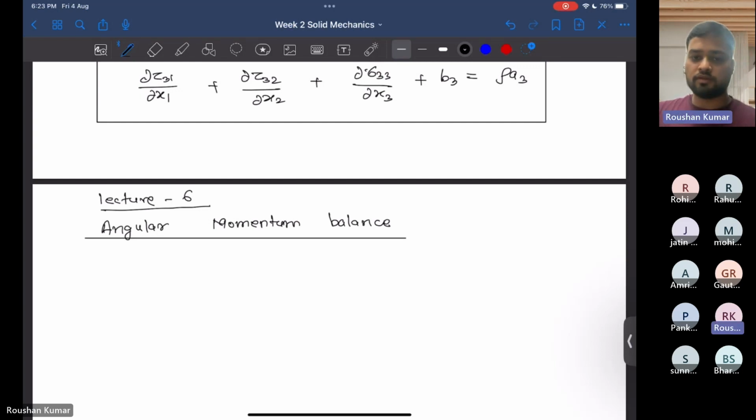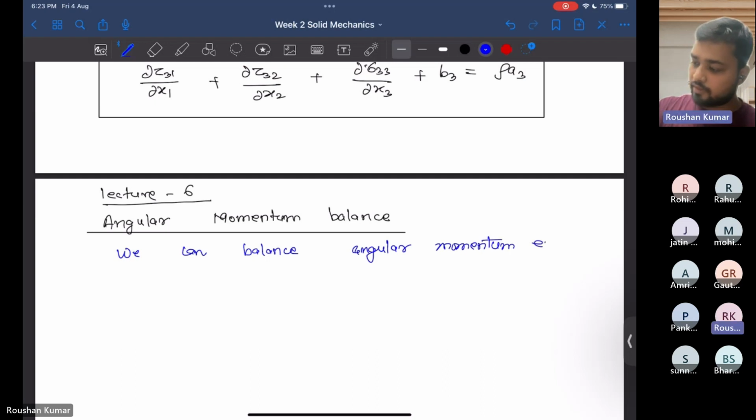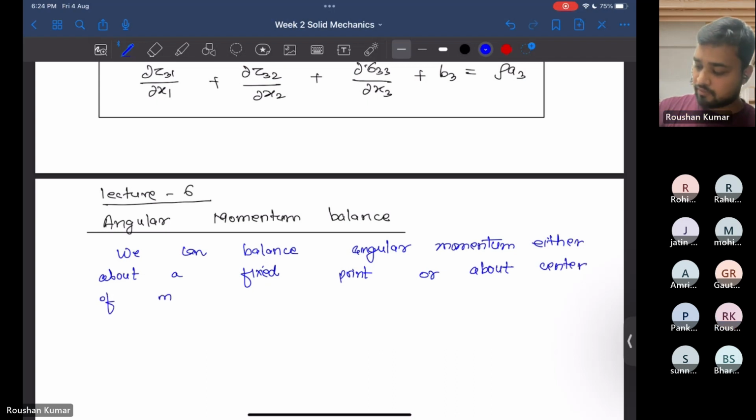Angular momentum balance is also derived using Newton's second law. Here we have to balance the angular momentum about any point. We can take either any point in the body, or the center of mass, or centroid of the body. So we can balance angular momentum either about a fixed point or about the center of mass, and either way can be used as per our preference.